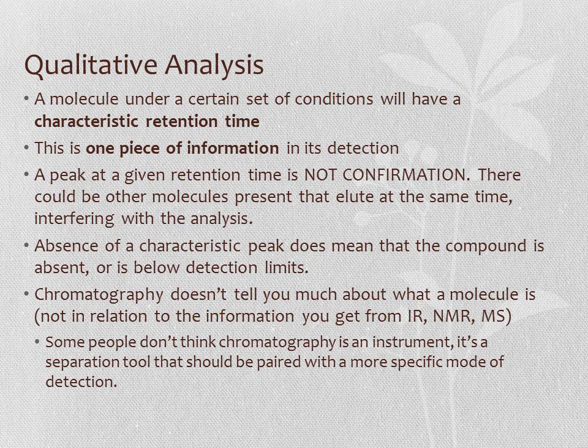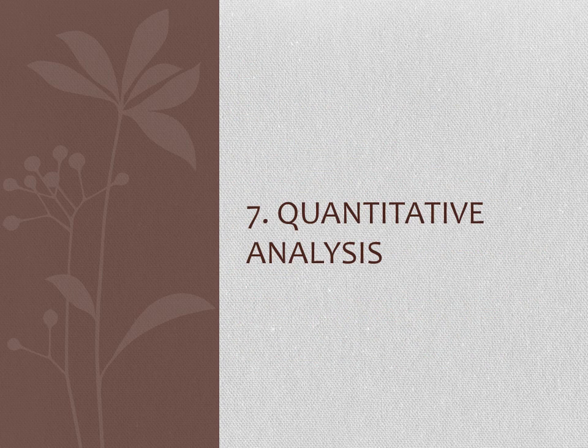So the thing is that chromatography doesn't tell you much about what a molecule is. It's just not that specific. You need to have some other identification tool, some detector that's going to tell you what the molecule is. Infrared spectrometry, NMR, mass spectrometry, all of these things are so much more specific than chromatography is. In fact, some people will say chromatography is not an instrument at all, it's just a separation tool, and you should have a more specific mode of detection paired up to it to really identify what something is.